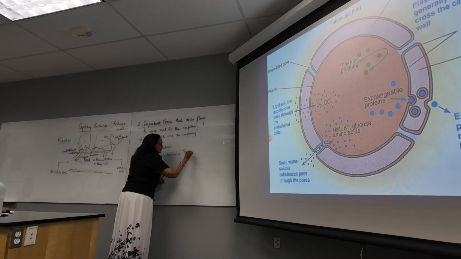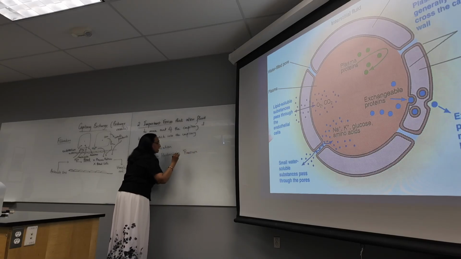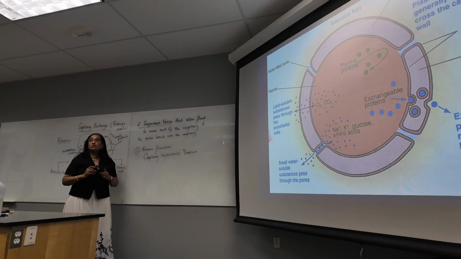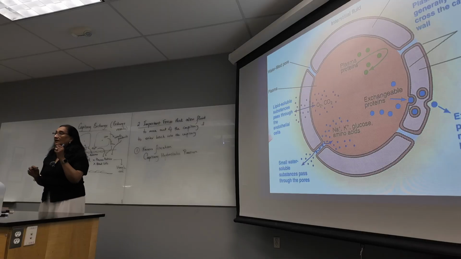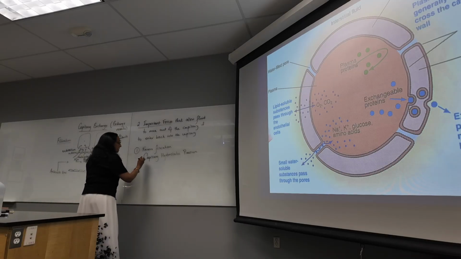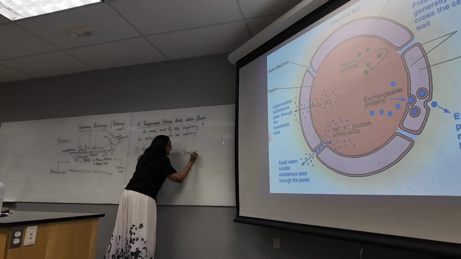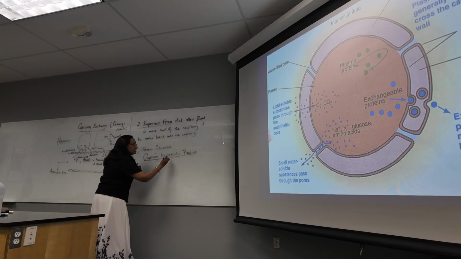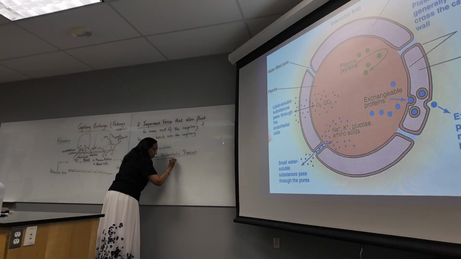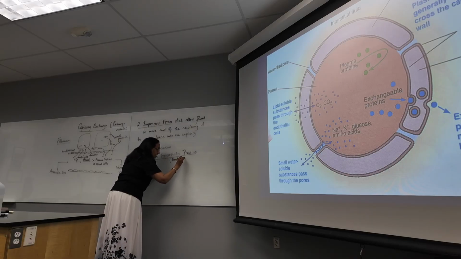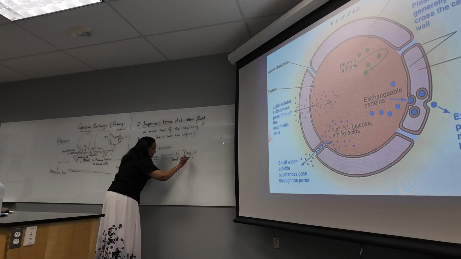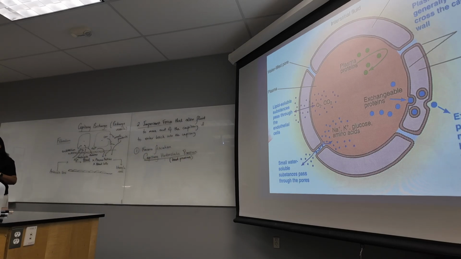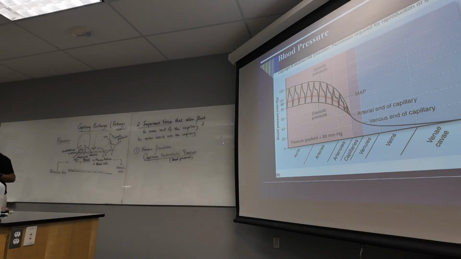Hydrostatic pressure is just any pressure exerted by a liquid. Because the blood is inside the capillary, we call this the capillary hydrostatic pressure. Now, what is this capillary hydrostatic pressure? It is nothing but the blood pressure. As blood enters the capillary, what is the pressure of blood? That's it. Capillary hydrostatic pressure.